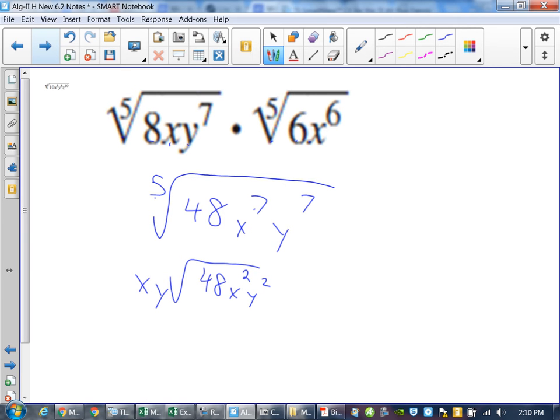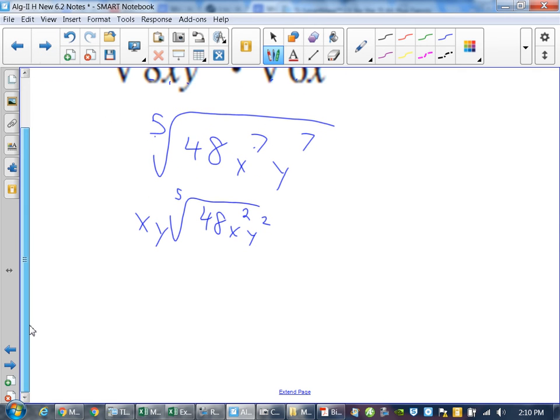Wait, isn't it the fifth root? Oh, thank you. Sorry, I forgot to put that in there. And that's something that I saw happen with Jolie when she was trying to simplify her stuff on the Excel thing. She was doing everything right, but she forgot to put the nth root in, so it was marking it wrong.